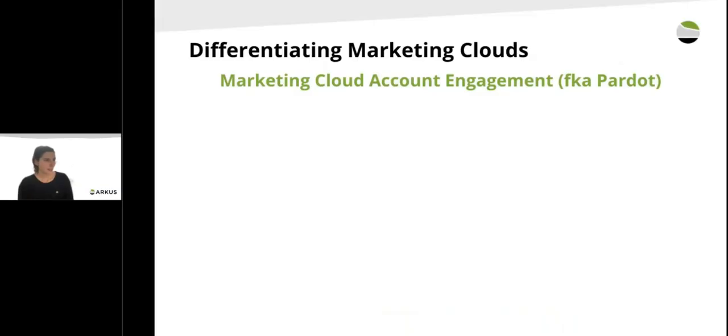So let's get started with our old friend, Marketing Cloud Account Engagement. You'll find it on Google, some people referring to it as MCAE for short. If you are a user, then you know in your app launcher it says Account Engagement. This also used to be called Pardot if you've been in the ecosystem for some time, but that is all the same product.